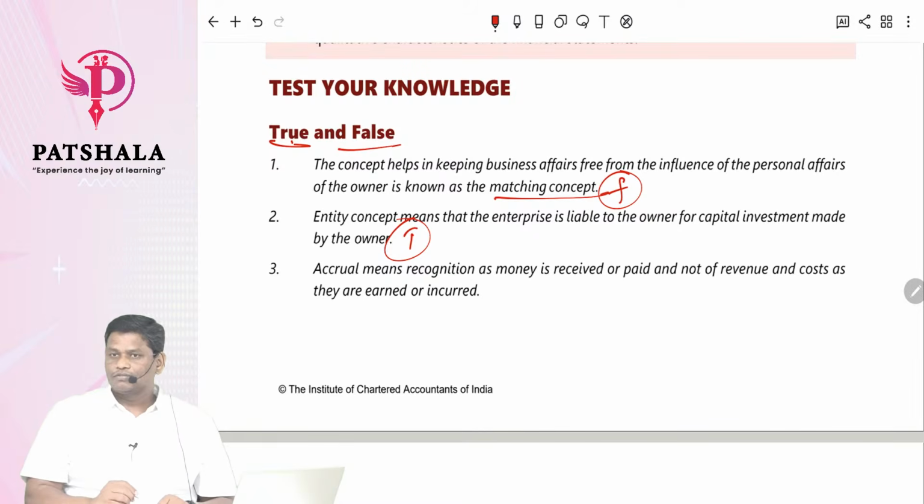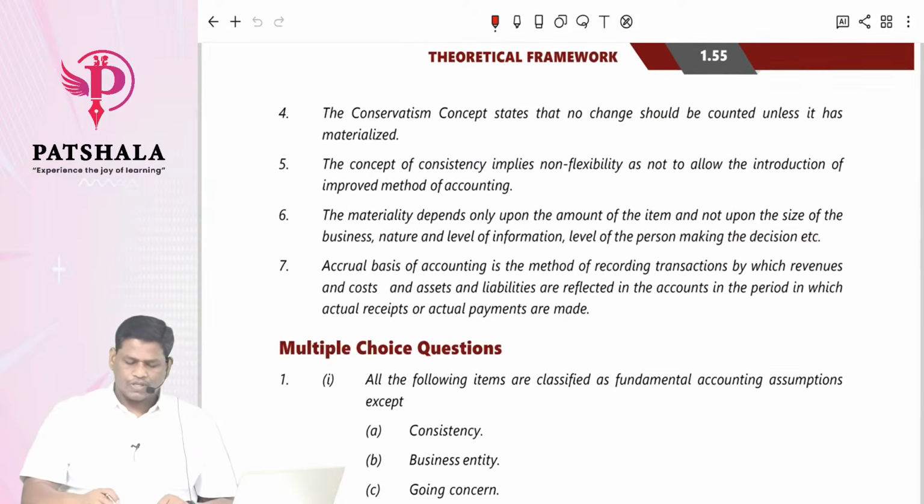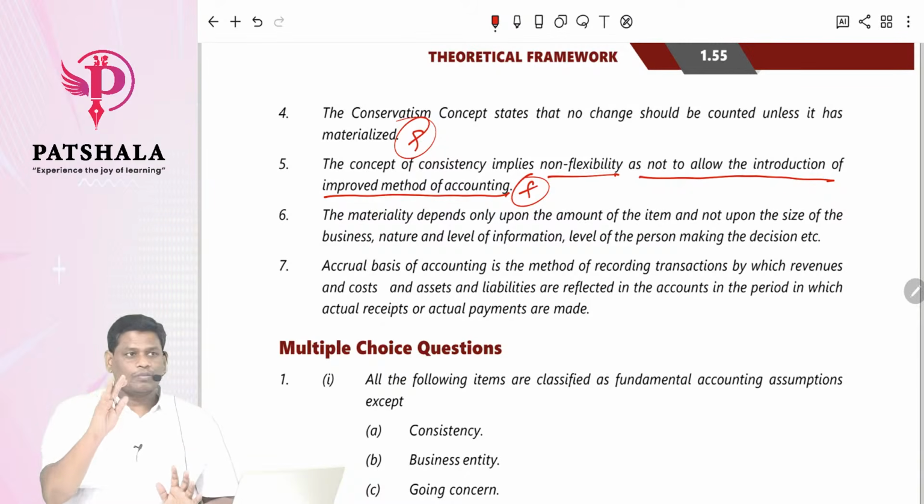Accrual means recognition of money as it is received and paid, not of revenue and cost as they are incurred and earned. False, he is saying the opposite. Accrual means earned and incurred will be recorded, not received and paid. False. Conservatism concept states that no change should be counted unless it has materialized. It is materiality, conservatism doesn't say that. The concept of consistency implies non-flexibility so as not to allow the introduction of improved methods of accounting. False. Consistency means that you have to follow the same.